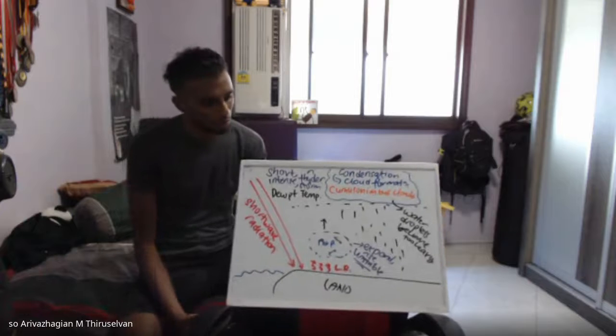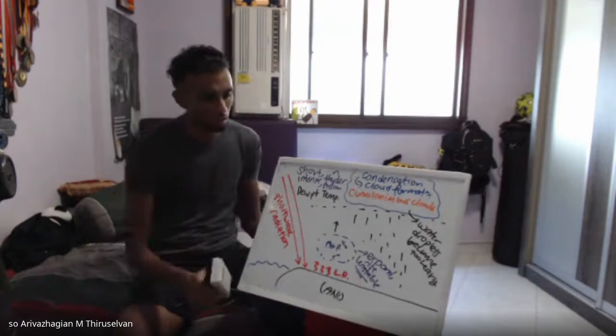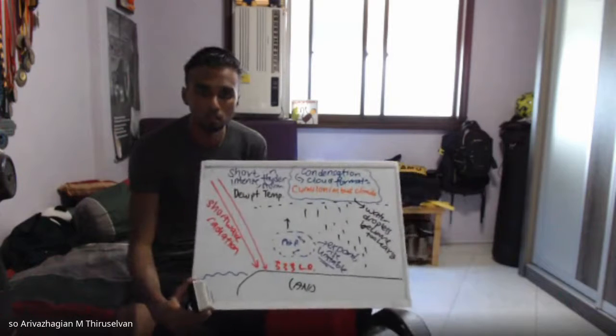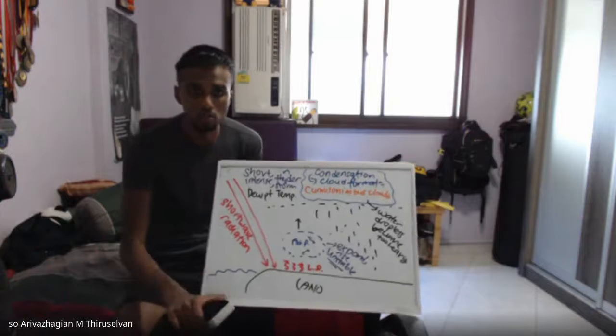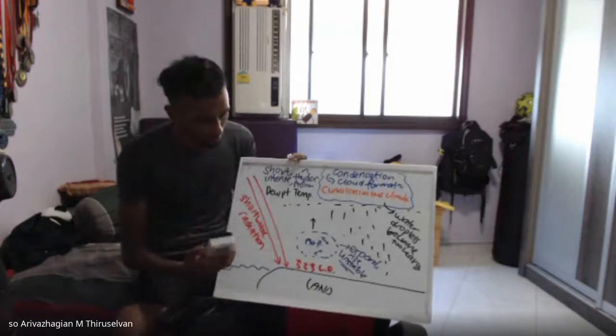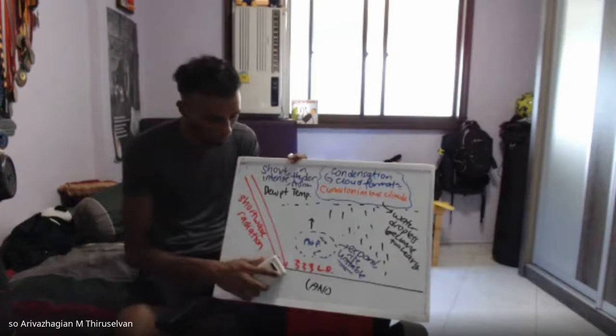Okay, so a few things to take note. Okay, so I'm going to erase this. Just anything that you want to copy down, copy down. If not, then most of it is actually inside the notes. But I'm going to erase this, and I'm going to tell you the implications of a convectional rainfall.